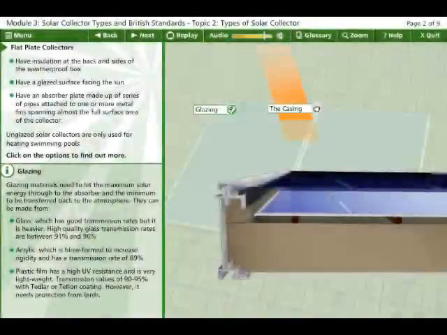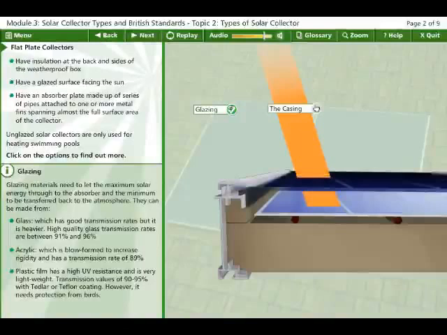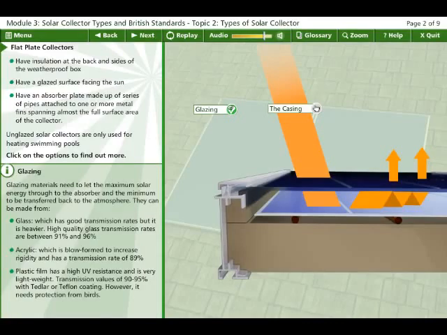The glazing should allow the maximum amount of solar radiation to pass through to the absorber. It should also prevent the heat being transferred back into the atmosphere and keep this heat loss to a minimum. Glazing materials can be glass, acrylic, or another plastic. Weight and light transmission are important factors to be considered.